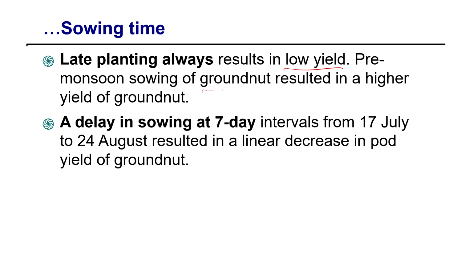Pre-monsoon sowing of groundnuts results in higher yield of the groundnut. So it is better to start sowing before the monsoon actually rains. A delay in sowing at 7-day intervals from 17th July to 24th August resulted in a linear decrease in pod yield of groundnut. It suggests that it should be sown before 15 July.